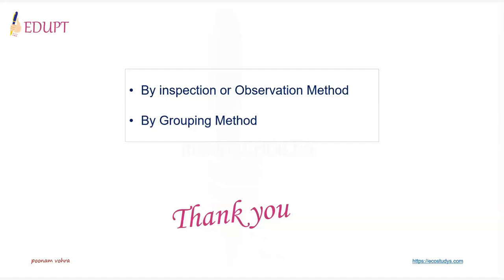I hope the observation method and grouping method for calculating mode in discrete series is clear to you. You need to do a lot of practice to make the grouping table as well as the analysis table. With this, the discrete series comes to an end. Next time, we shall discuss finding mode in continuous series. Till then, keep practicing. Thank you.